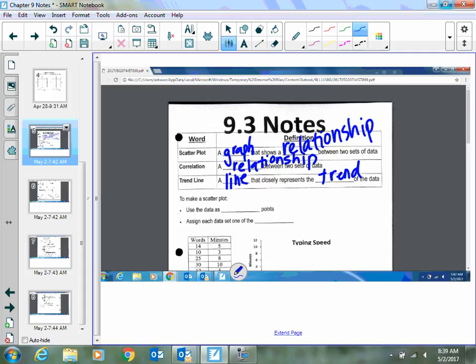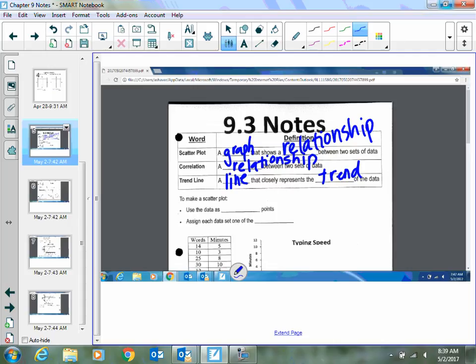Sports do it all the time. Football analysts do it all the time to figure out the trend of a football player. Maybe when it's the fourth quarter and they're trying to make a touchdown, does that person perform? They're using a trend line to figure that out. So we're going to look at all of that today.